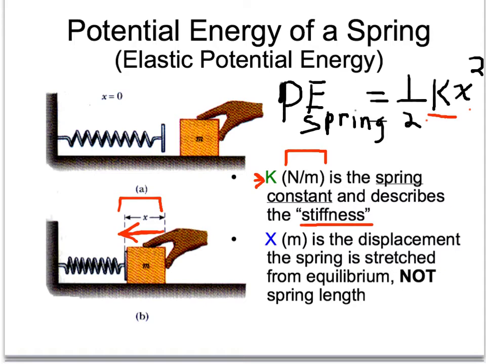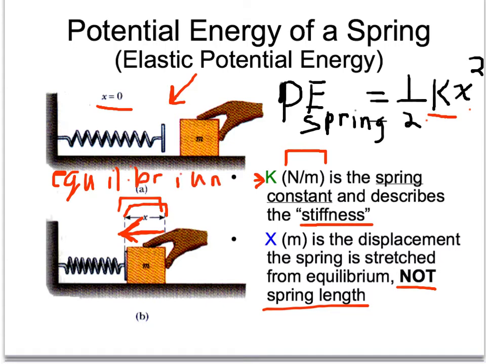So if we press in the spring, this x is its displacement. x is not the length of the spring. The length of the spring has nothing to do with how much energy is stored in it. It is how much it is compressed. So if you look at this top picture, when the spring is not pushed in or stretched out at all, x is 0. And we call this state the spring's equilibrium state.